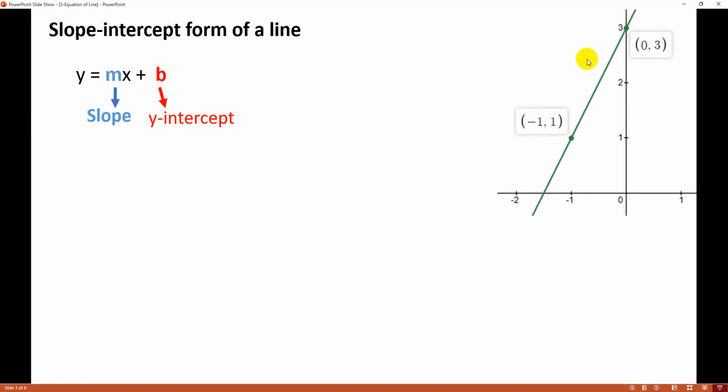Now, in this example right here on the right, we see a green line that is passing through 2 points, through 2 coordinates. One is -1, 1, and the other is 0, 3. The coordinate 0, 3 is actually the y-intercept, because that's where the line intercepts the y-axis, which is this vertical line here.